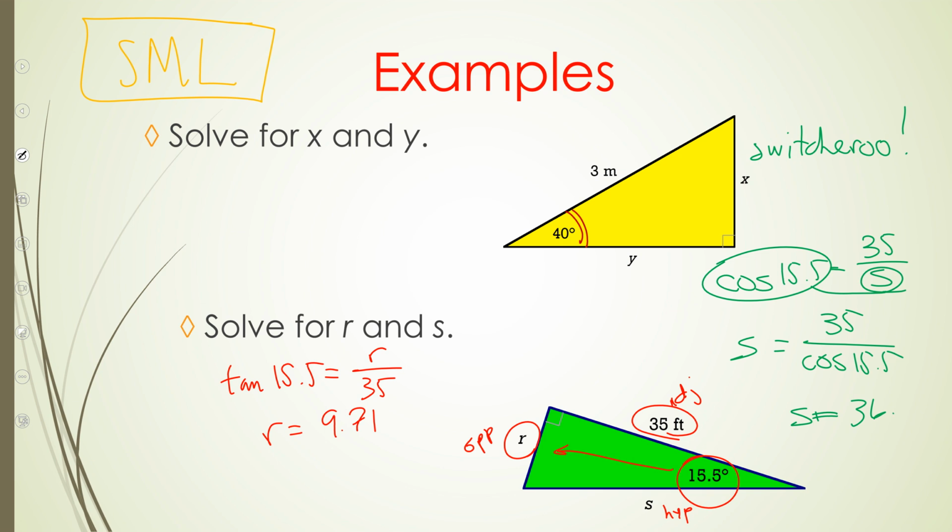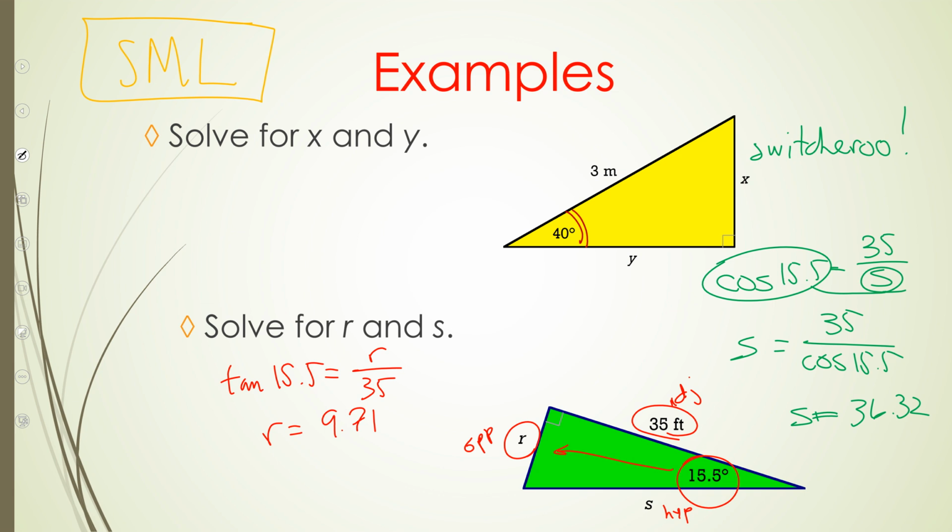$36.32? Yeah. Can somebody confirm? Good. Do those answers make sense? Yeah. R is the smallest side, is opposite the smallest angle. S is 35, which is opposite the middle angle, and the hypotenuse is the longest, so we're good to go.